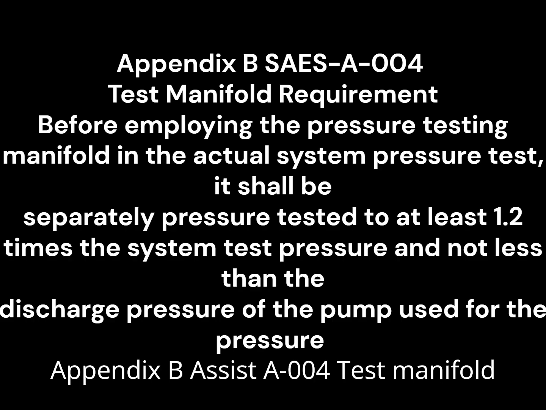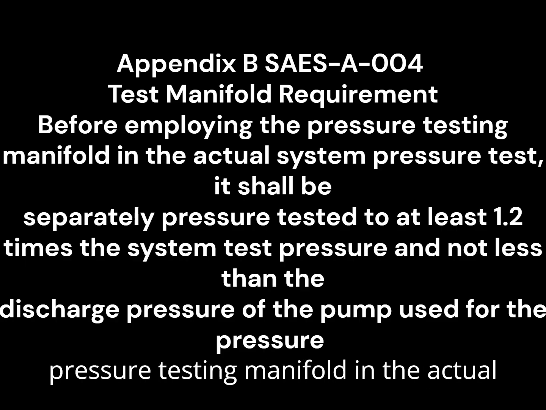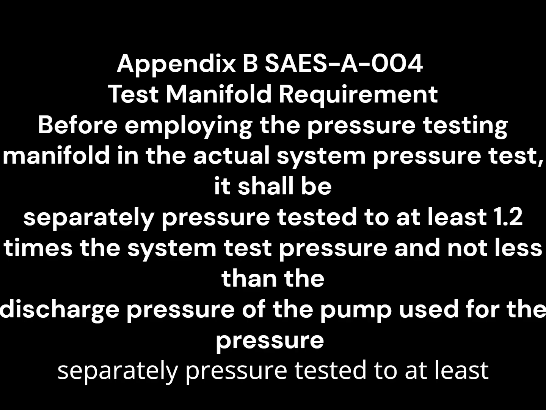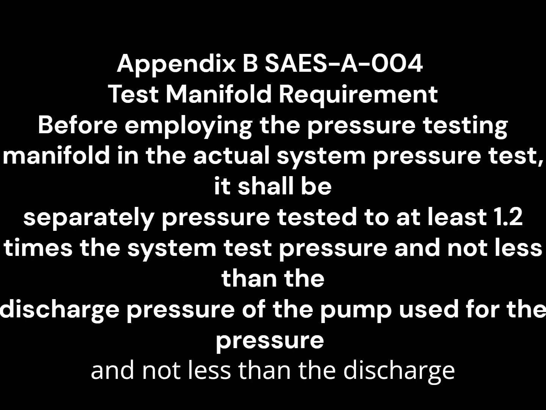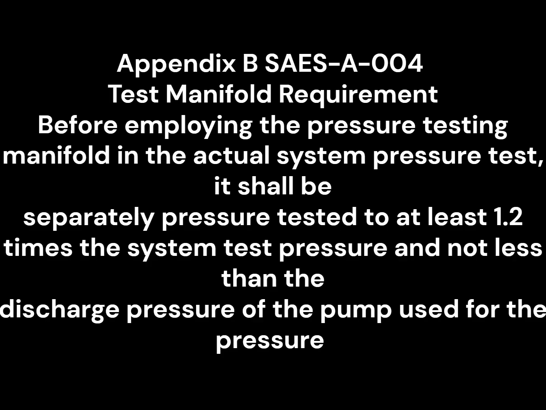Appendix B, SAES-A-004, test manifold requirements. Before employing the pressure testing manifold in the actual system pressure test, it shall be separately pressure tested to at least 1.2 times the system test pressure and not less than the discharge pressure of the pump used for the pressure.